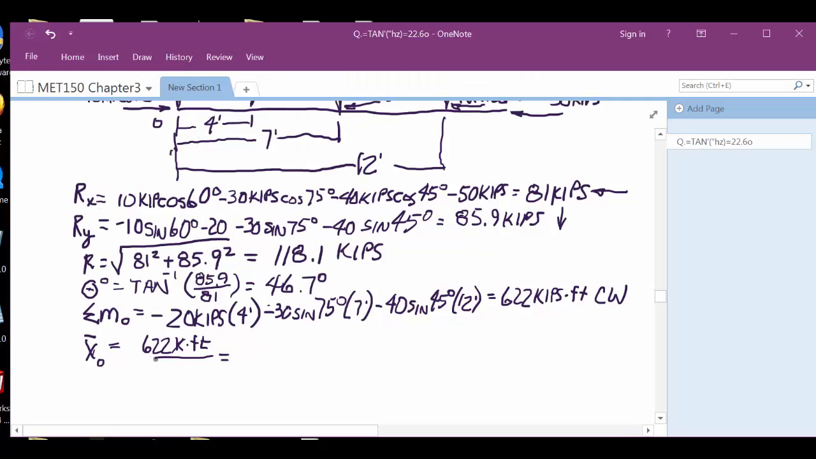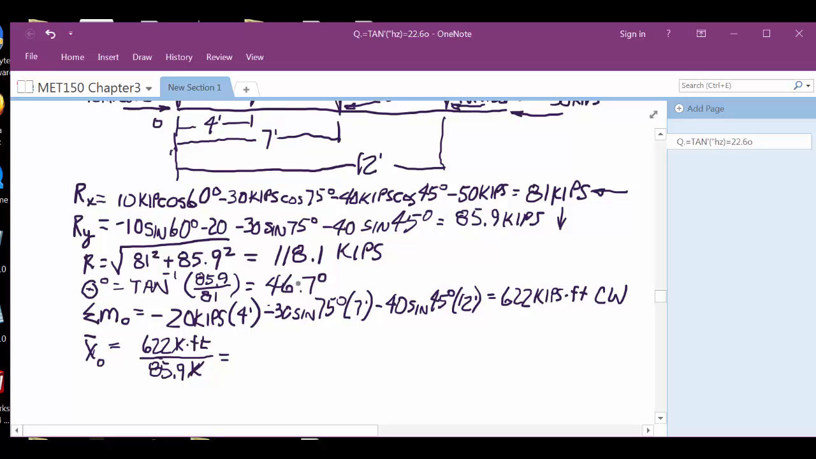Now, why am I using the y value? Let me write it in there. Yeah, it's not the resultant. That was a bonehead move. 85.9 kips, they still cancel out. Why am I only using the y value?